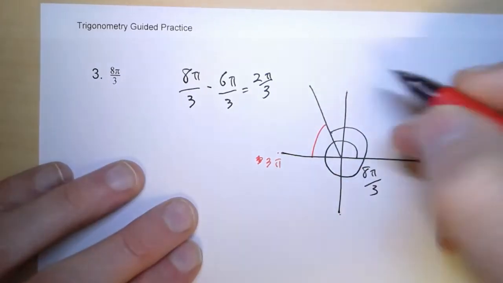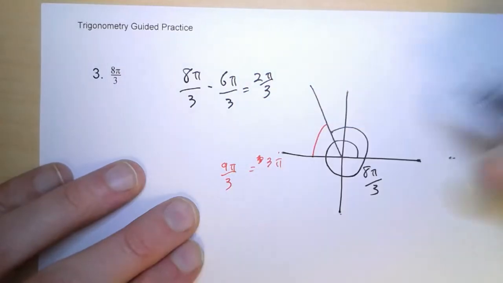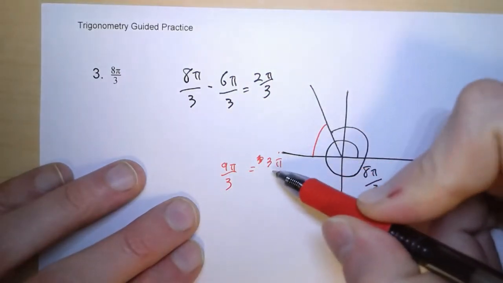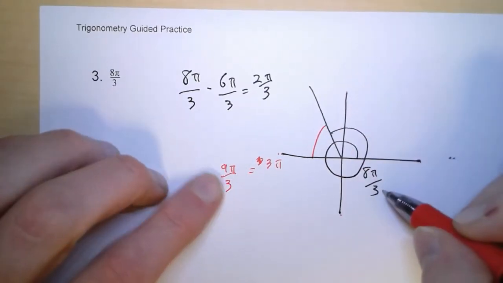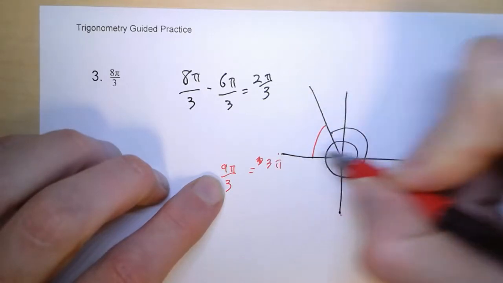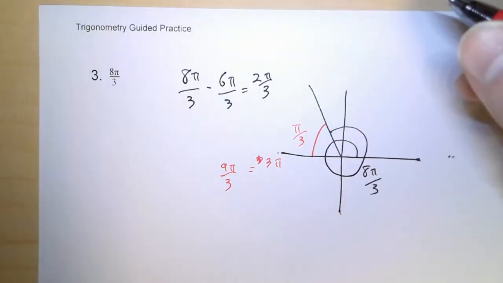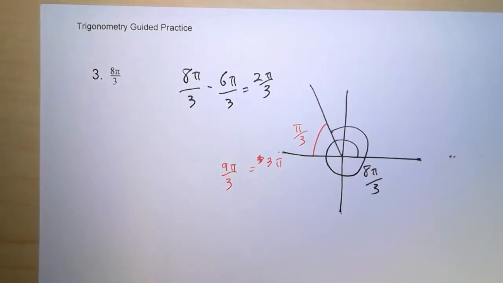Now another way to write that is to say that this is 9 pi over 3. And that's what this negative x-axis is. I just rewrote 3 pi as 9/3. But it helps us to compare these two, to say, all right, this is 8 pi over 3, and this is 9 pi over 3. So the difference is pi over 3. That right there is our reference angle.